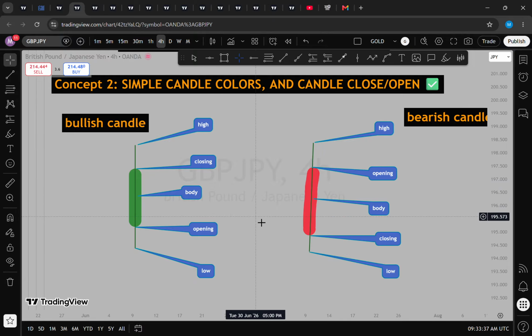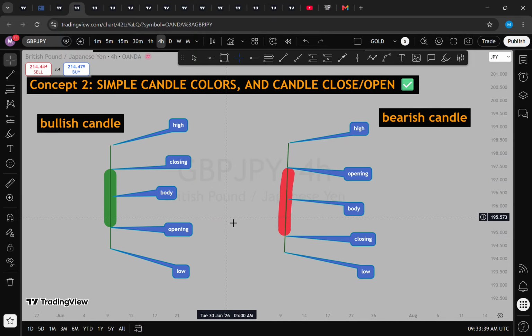Let's come to the bearish candle. The bearish candle opens at the top here, because we have some buyers in the market.